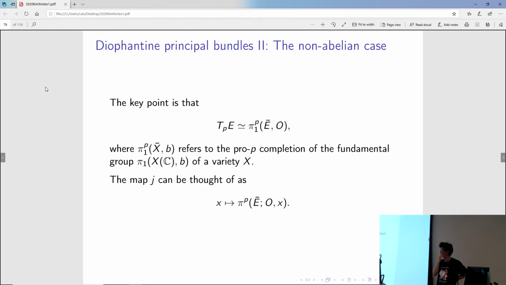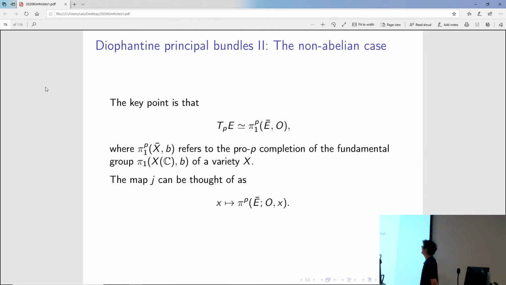But the key observation that allows us to generalize is that the p-adic Tate module of the elliptic curve is in fact a p-adic fundamental group. That is, this p-adic Tate module can be canonically identified with the pro-p completion of the fundamental group of E. So this is the notation when I write pi_1 superscript p of X bar. That's not the best definition, I'll give you other descriptions during the next lecture, but you can just define it to be the pro-p completion of the topological fundamental group of the variety.